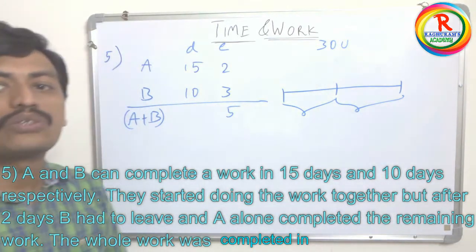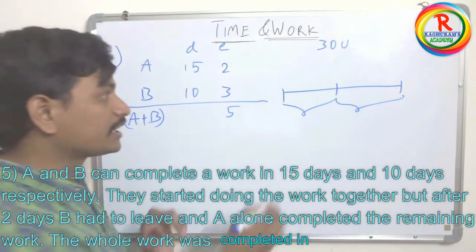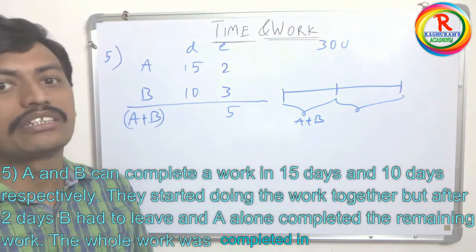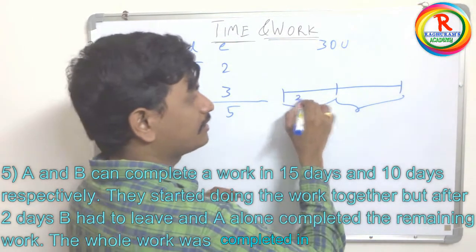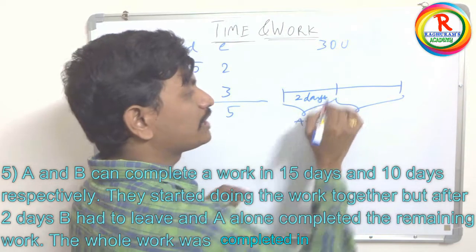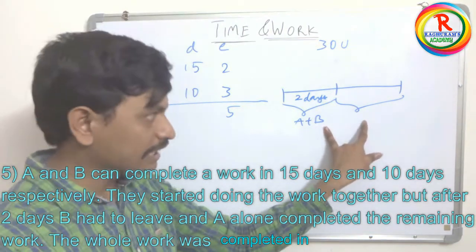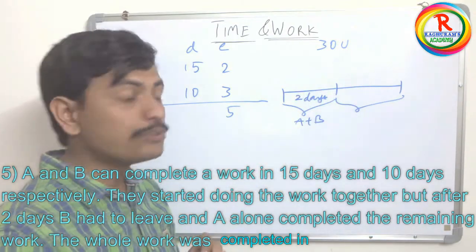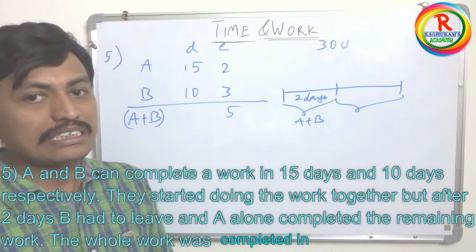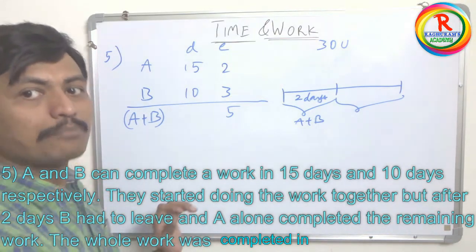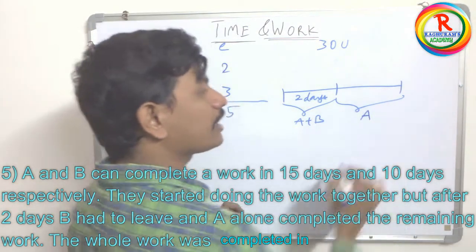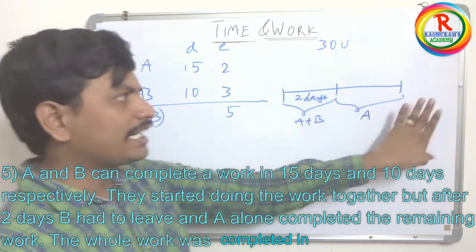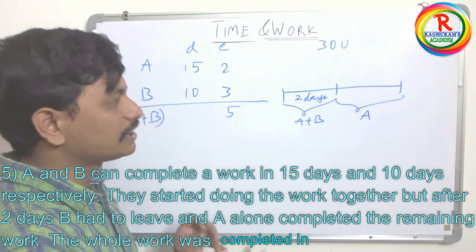Okay. And what's the question? They have started doing the work together, that is here A plus B together. But after 2 days, that is here how many days they worked? 2 days. Here write who is working, here how many days, and here the number of units completed. So after 2 days B had to leave. A alone completed the remaining work, that is here A alone. We need to find these days. And the whole work completed, so addition. Here also we need to find the addition.